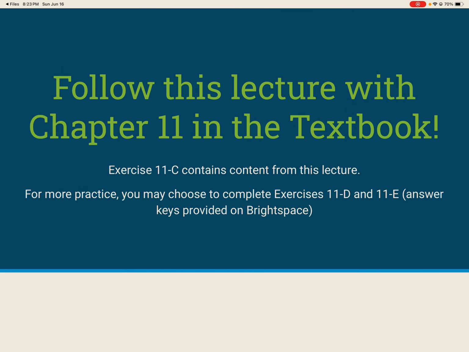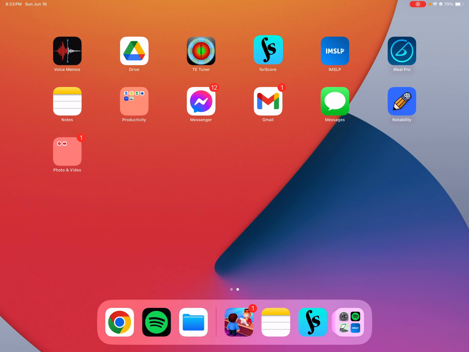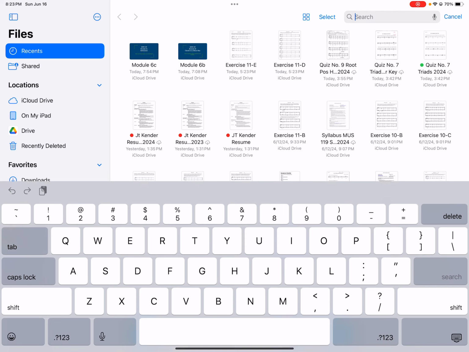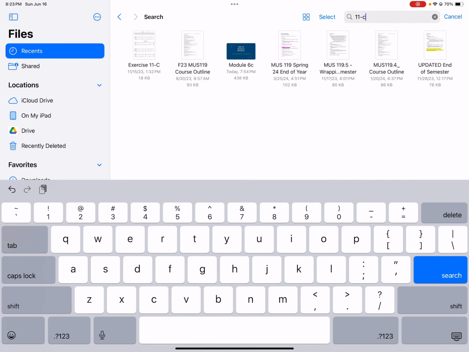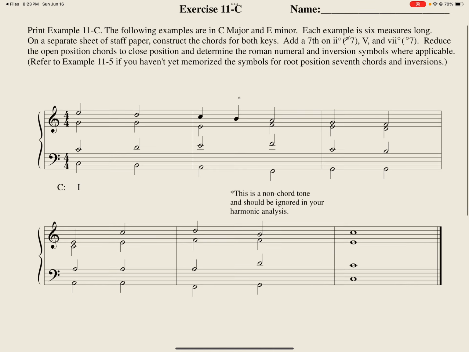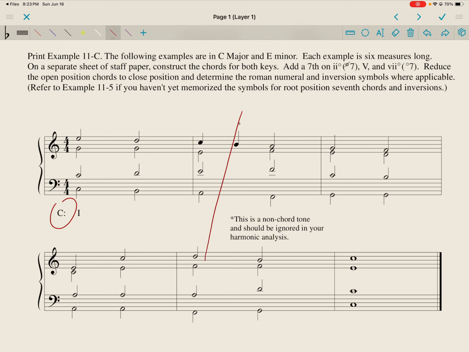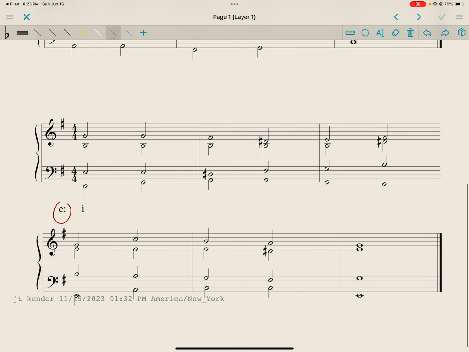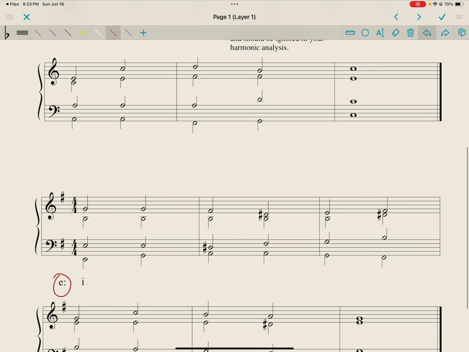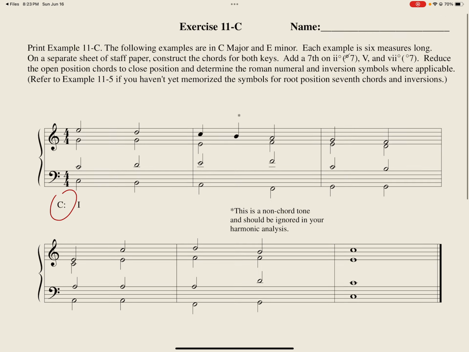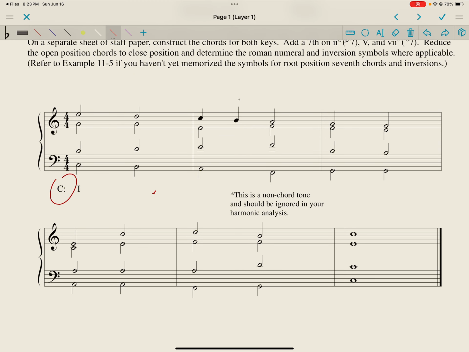I somehow did not put 11C on here, so please give me 1 second. 11C, right? If I were to open this, this is 11C, and essentially we have here in a major key, you have C major, and you also have E minor. So essentially what you're doing here is a harmonic analysis of them both, and you are going to write in the chords that work for each pitch, like writing down the right Roman numerals.